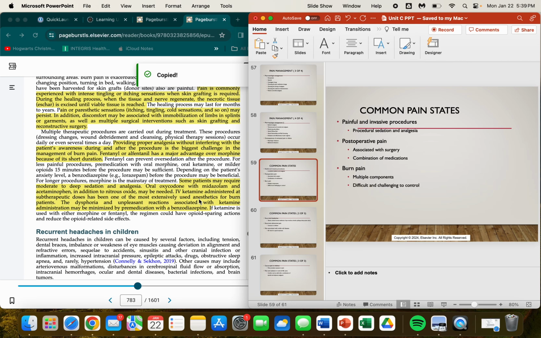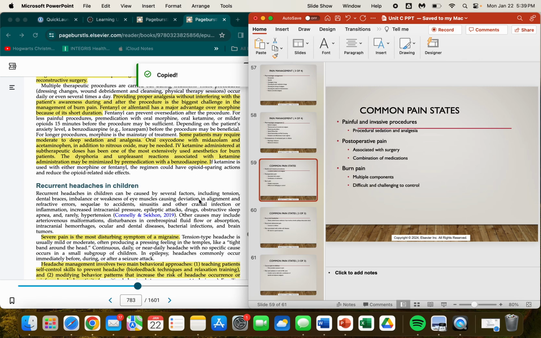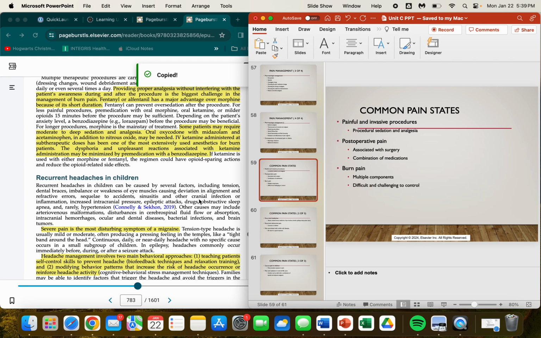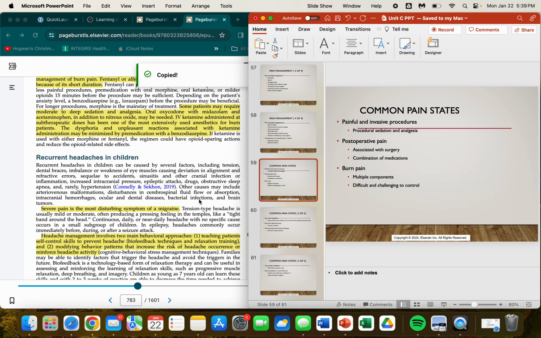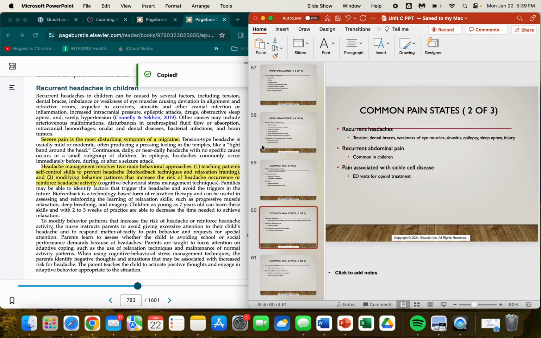Providing proper analgesia to burn patients is very challenging, but oftentimes they may require sedation or analgesia, and usually fentanyl is the drug of choice in burn patients because it's a shorter acting opioid. Sometimes even ketamine or a benzodiazepine is appropriate for burn patients. For patients with recurrent issues, we talk a little bit about recurrent headache and recurrent abdominal pain, and then pain associated with sickle cell.